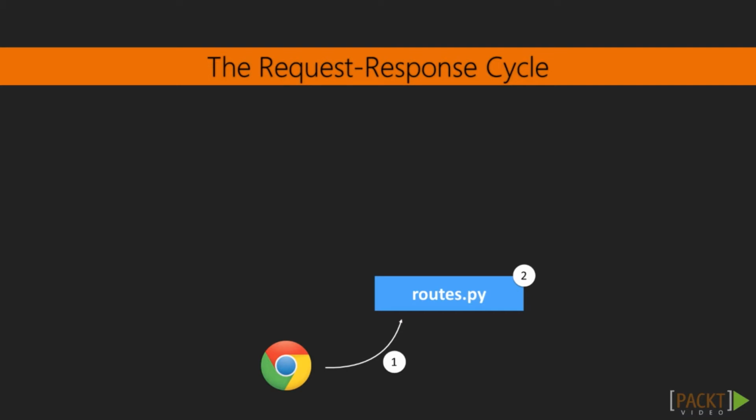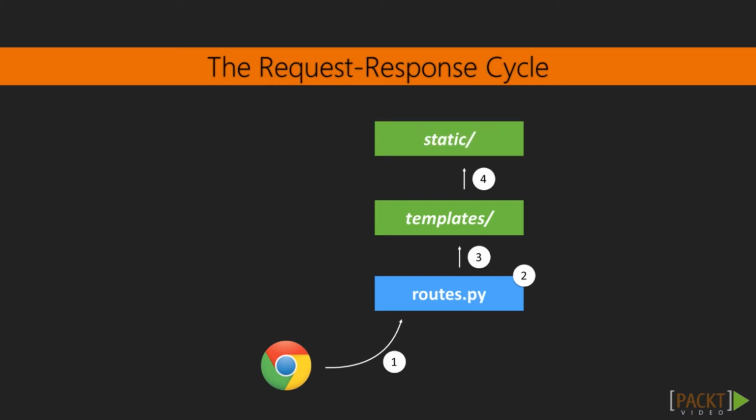Step 2, the request hits routes.py. Routes.py has code that maps the URL to a Python function. Step 3, the Python function finds the correct HTML file living in the templates folder. Step 4, this HTML file fetches CSS, JavaScript, or images it needs from the static folder.